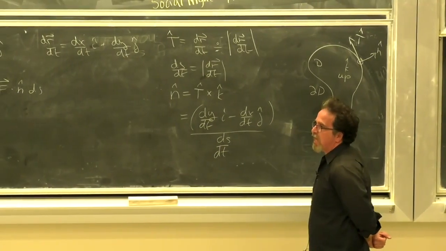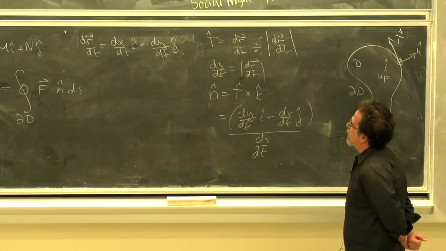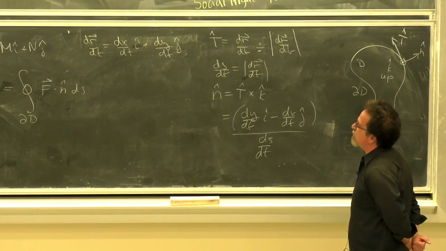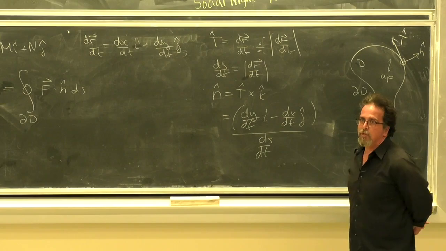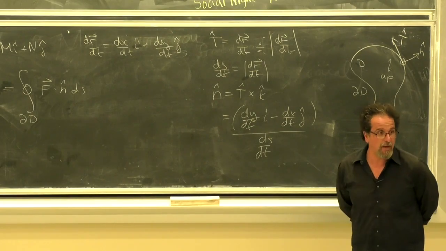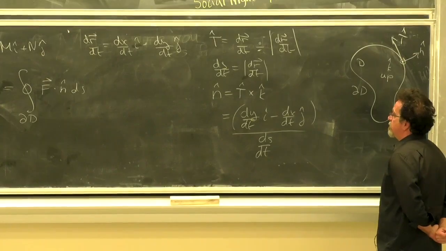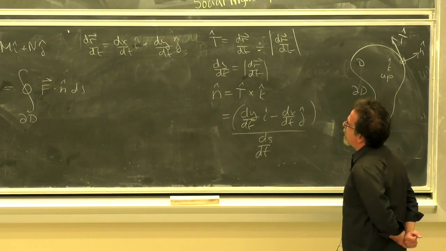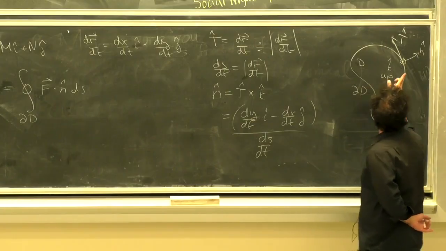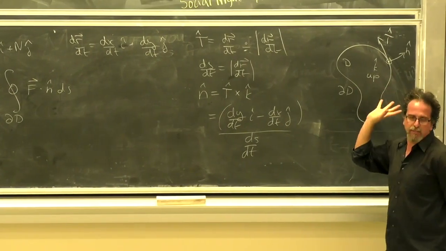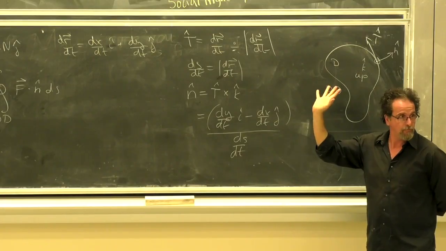Some notation, F is M i hat plus N j hat. The tangent vector is dr/dt. The unit tangent is dr/dt divided by the magnitude of dr/dt, which we also call ds/dt, its magnitude. And I said the following, I said it before, I'm going to say it again. N hat is fundamental in the sense that n hat is out. We always want out.